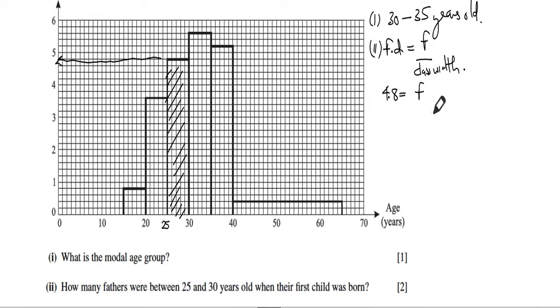If I want to know the frequency, meaning how many fathers were surveyed for that portion between 25 and 30 years old, it is frequency divided by the class width. So we have 30 minus 25, which is 5. So frequency equals 4.8 times 5, and the answer is 24. Therefore the answer for part 2 is 24 fathers who were surveyed.